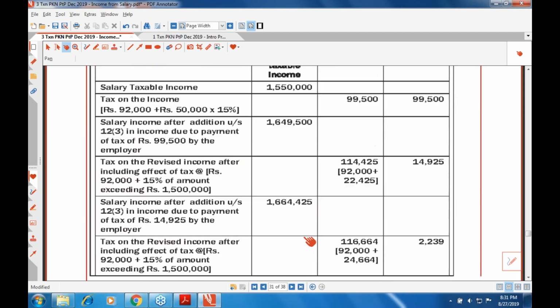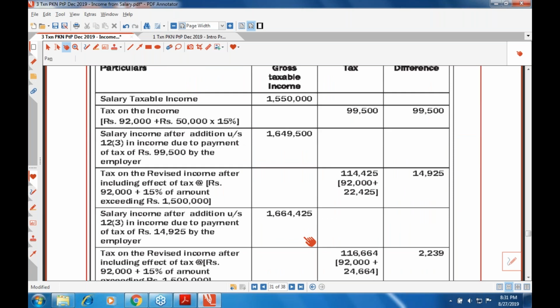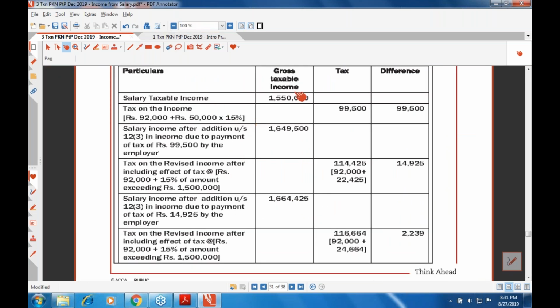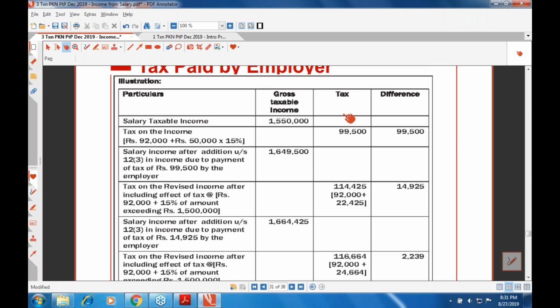There is an example for the illustration. You people can see this example and can get a better understanding of this. See, this is a salary taxable income, 1.55 million. There's a tax on this salary of 99,500. The example is based on the previous tax rates. It's not based on the current tax rates. The example is actually based on old tax rates.